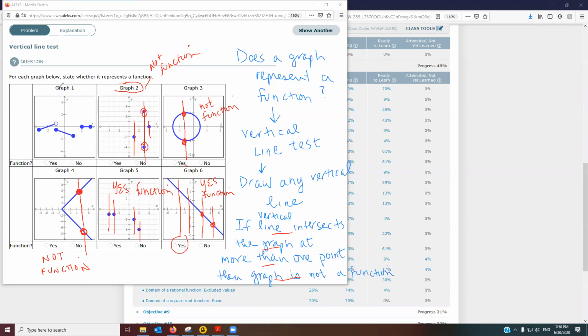Okay, let me go to the one more here, graph 1. Well, if I draw a vertical line here or here or here or here, it's not going to intercept the graph in more than one spot. What if I was to draw the vertical line here?